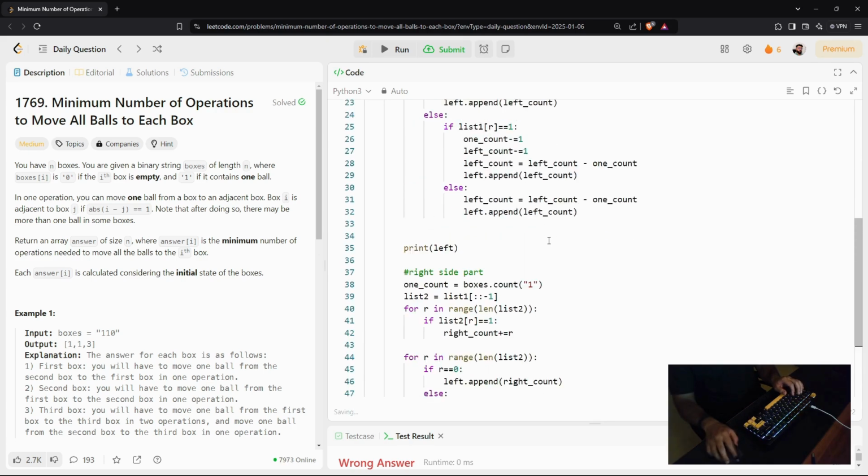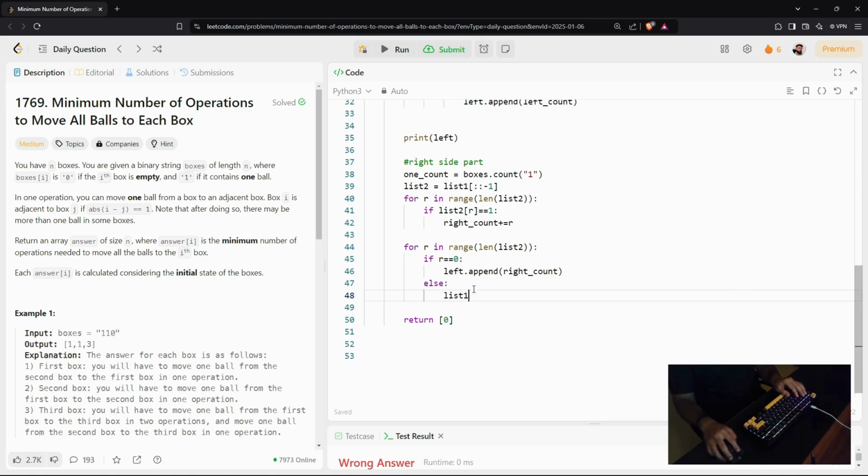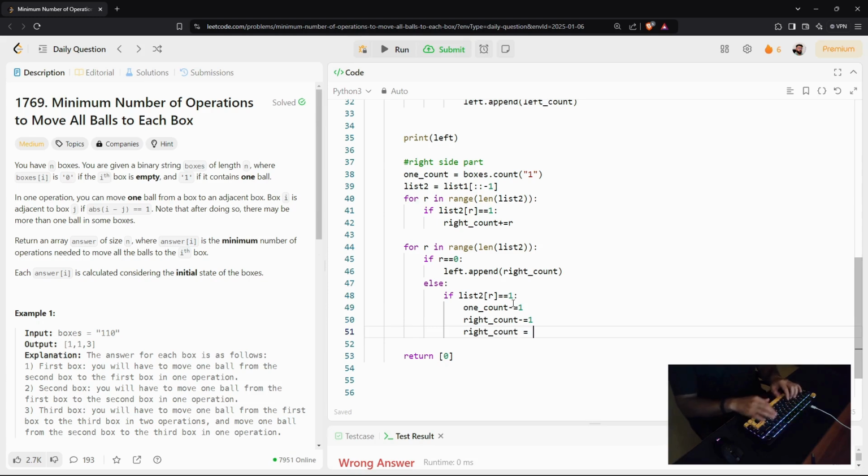Exactly how we did for the left hand side. Also it's going to be list 2 here. We are operating with list 2. So if we encounter a 1, what's going to happen? First, the 1 count is to be decreased. Also our effort will be decreased, because if we encounter 1 here, it means it's already there. So now the new right count becomes right count minus 1 count.